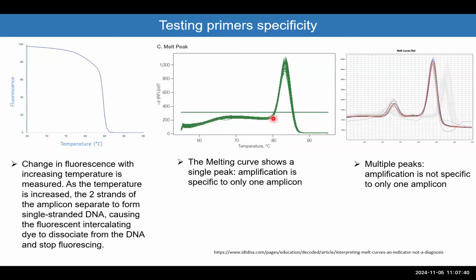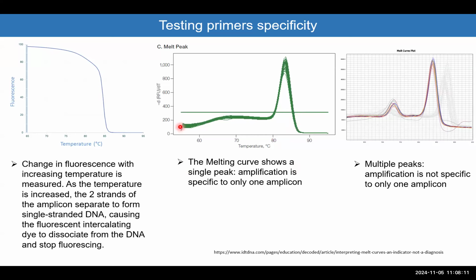have your amplicon, which is double-stranded with the dye, reach its melting temperature. When it reaches the melting temperature, it will go to a single strand. And once it gets to a single strand, it's going to lose all the dye, because you remember the SYBR is not going to bind to the single-stranded DNA.